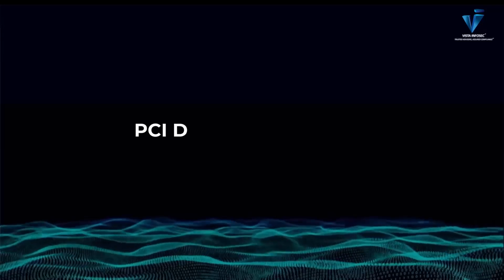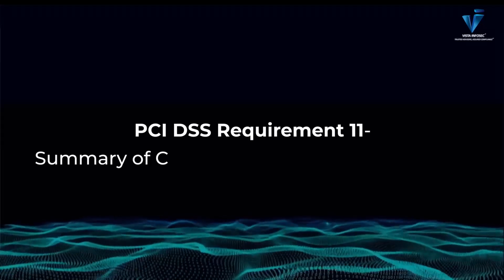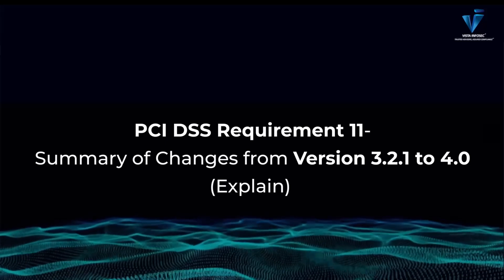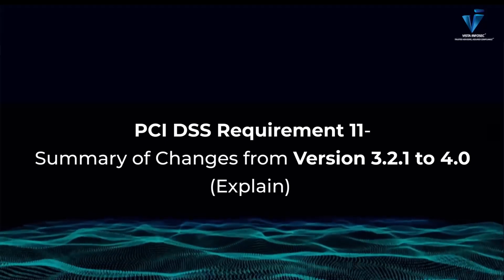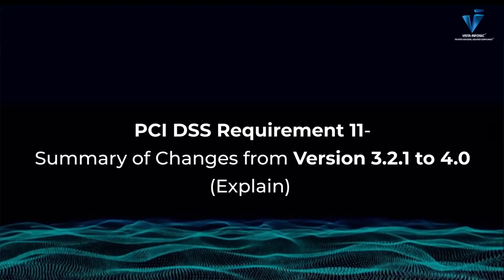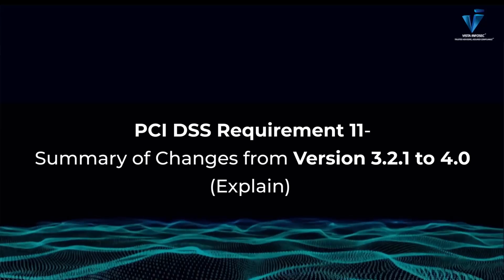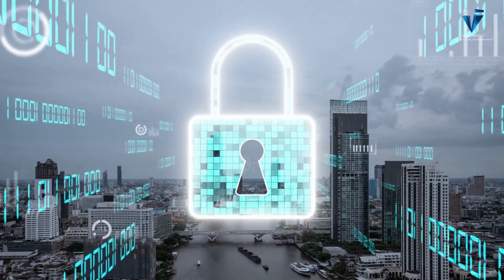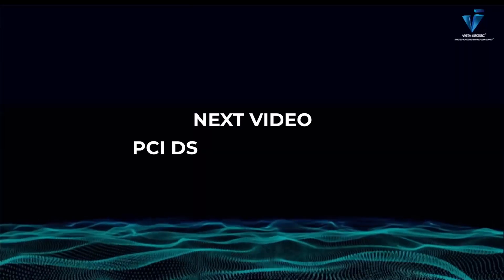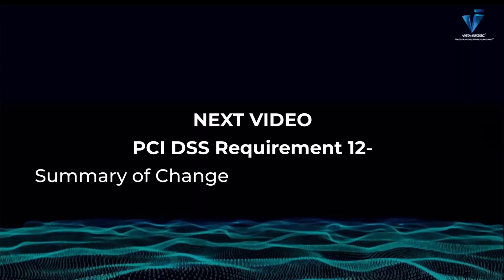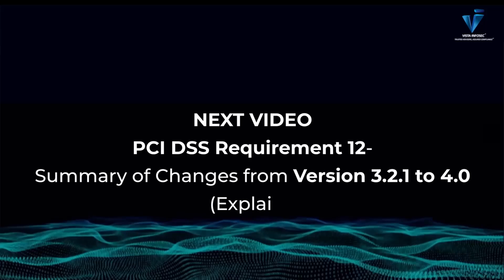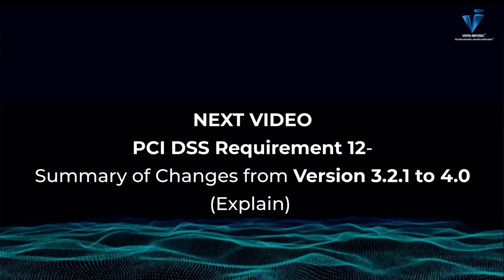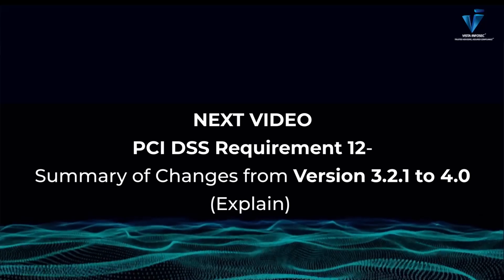And with this, we end our informative session on requirement 11, a summary of changes from version 3.2.1 to version 4 explained. And I really hope that this video helps you out and clears all your doubts on the changes and what you need to do to keep safe and safeguard your customer data. So keep tuned, and in the next video, we'll be covering PCI DSS Requirement 12, and that would complete all my videos for the summary of changes from version 3.2.1 to version 4.